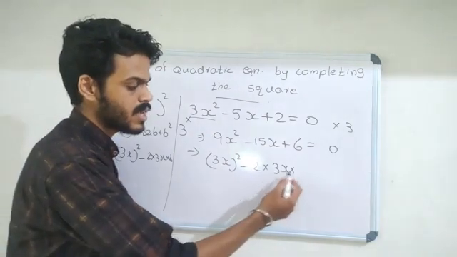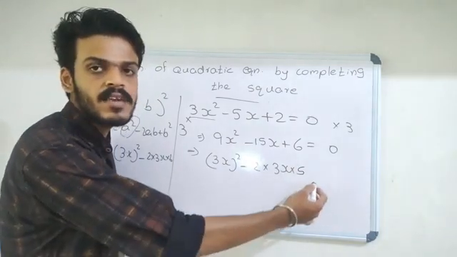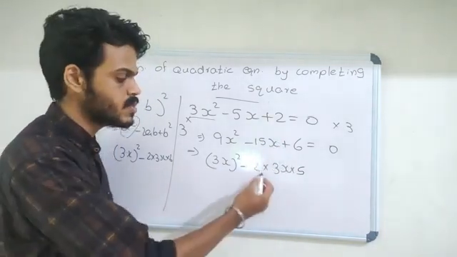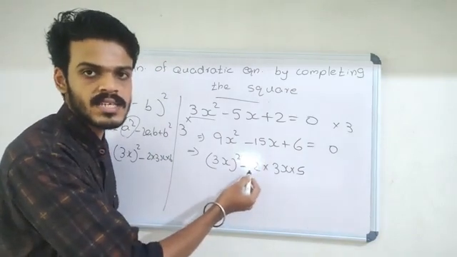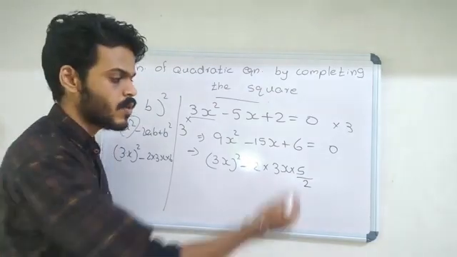See, if you are multiplying 3 with 5, you will get 15. But this 2 is extra here. So I am doing a division of 2, that is 5 by 2.